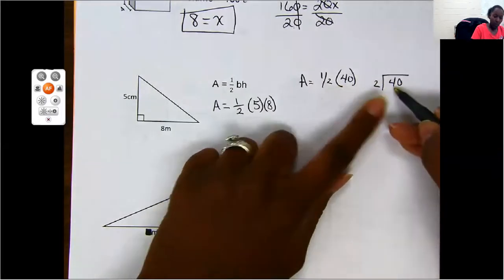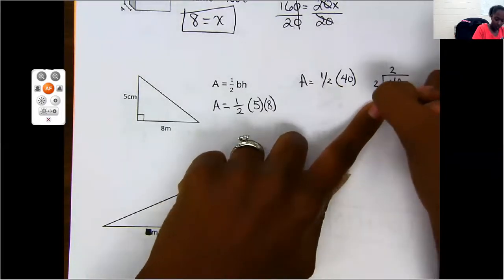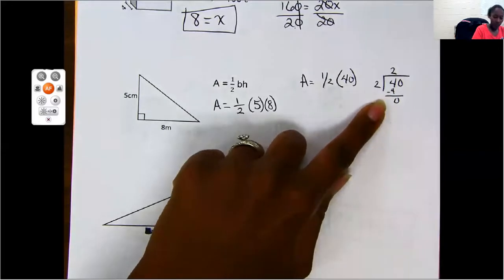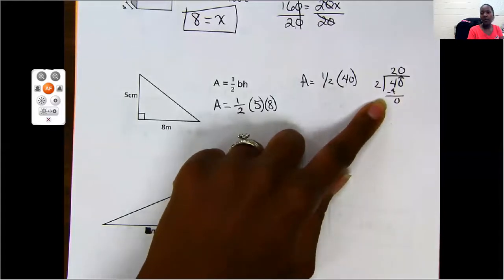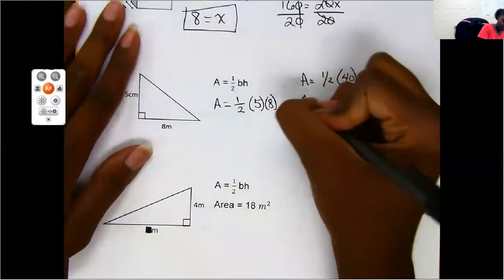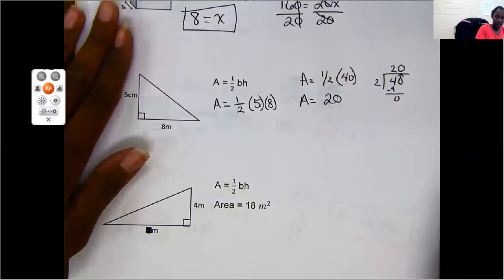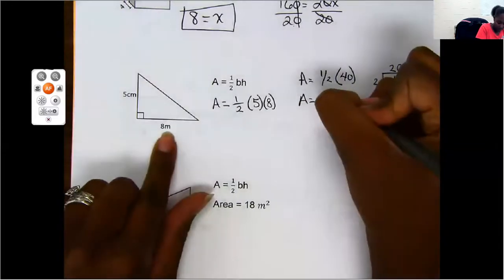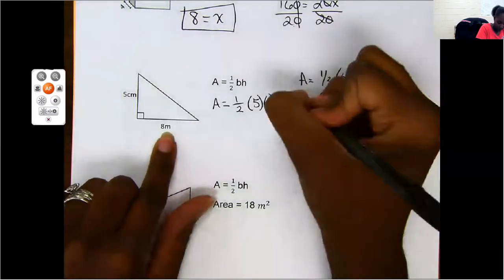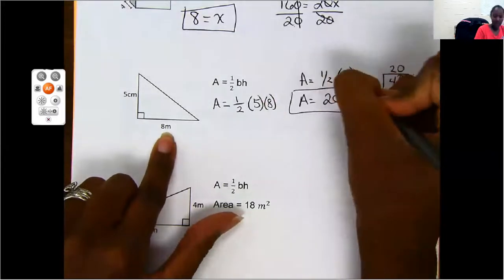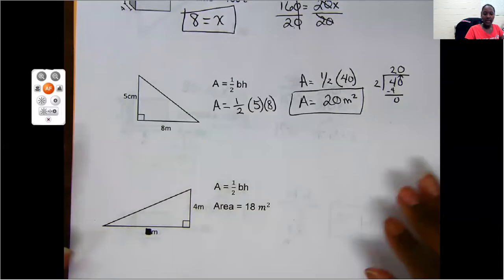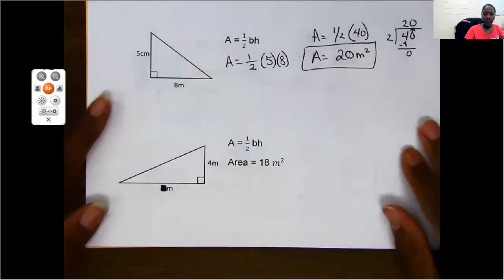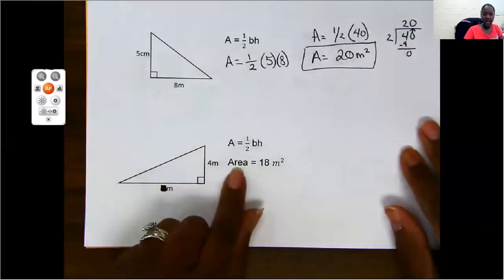Remember, taking half of something is dividing by 2. 2 will go into 4 2 times. 0 left over, but I still have a 0 here, so I bring it up. So half of 40 is 20. So our area here is 20 meters squared. Okay, 20 meters squared. All right, let's take a look at this triangle. It gives me the area.